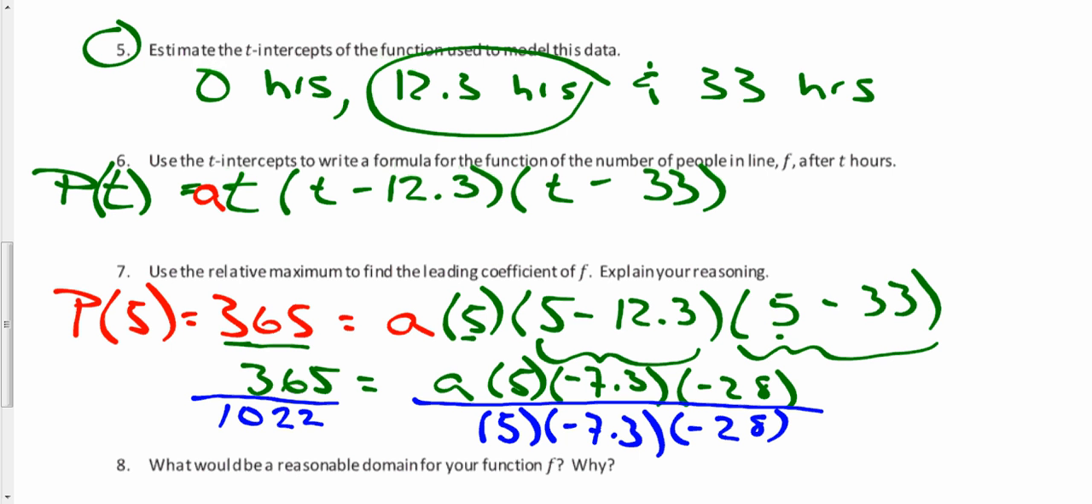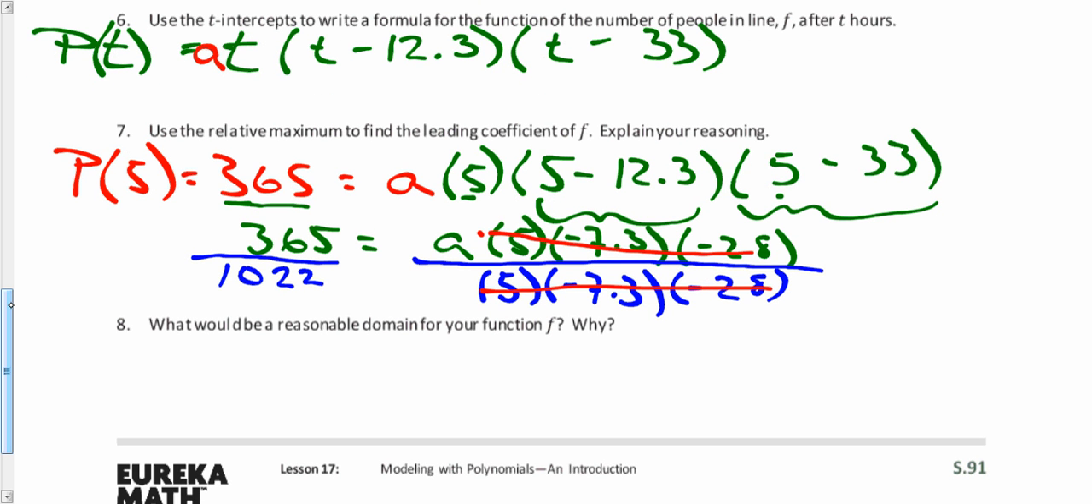So what is 365 divided by 1022? Because on this side, all this stuff goes away. I'm left with A, right? So A equals this business. So what is A? Give me a number, somebody. Give me a correct number. It's going to be a decimal, yeah. 0.357142857. Yeah, so there would be your A value.